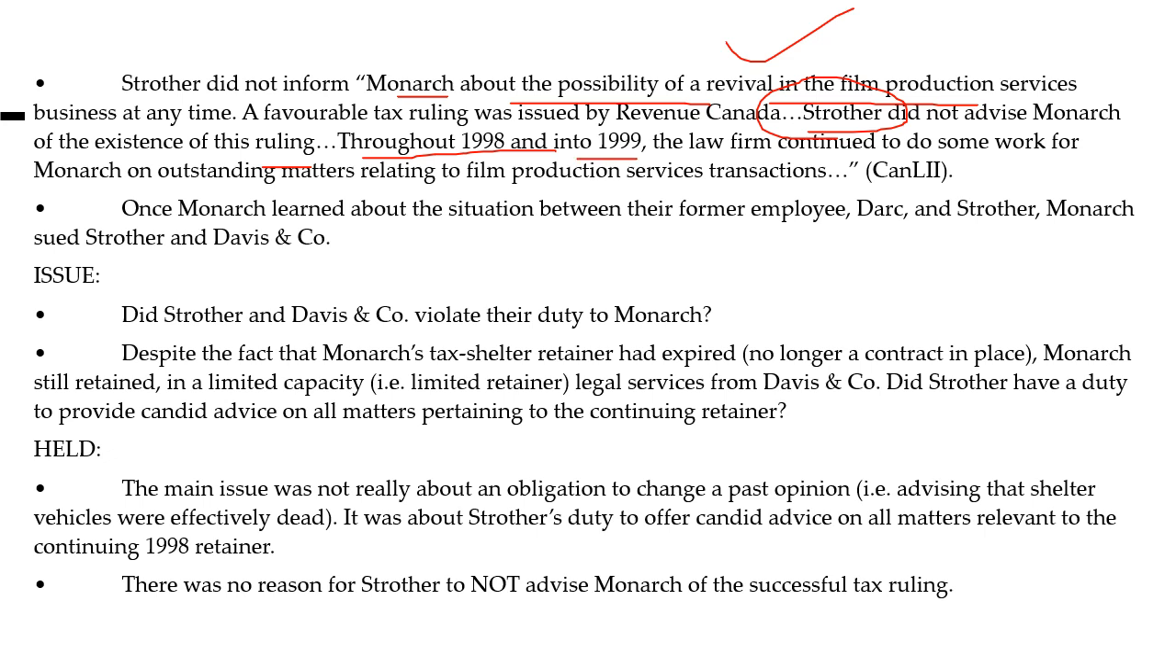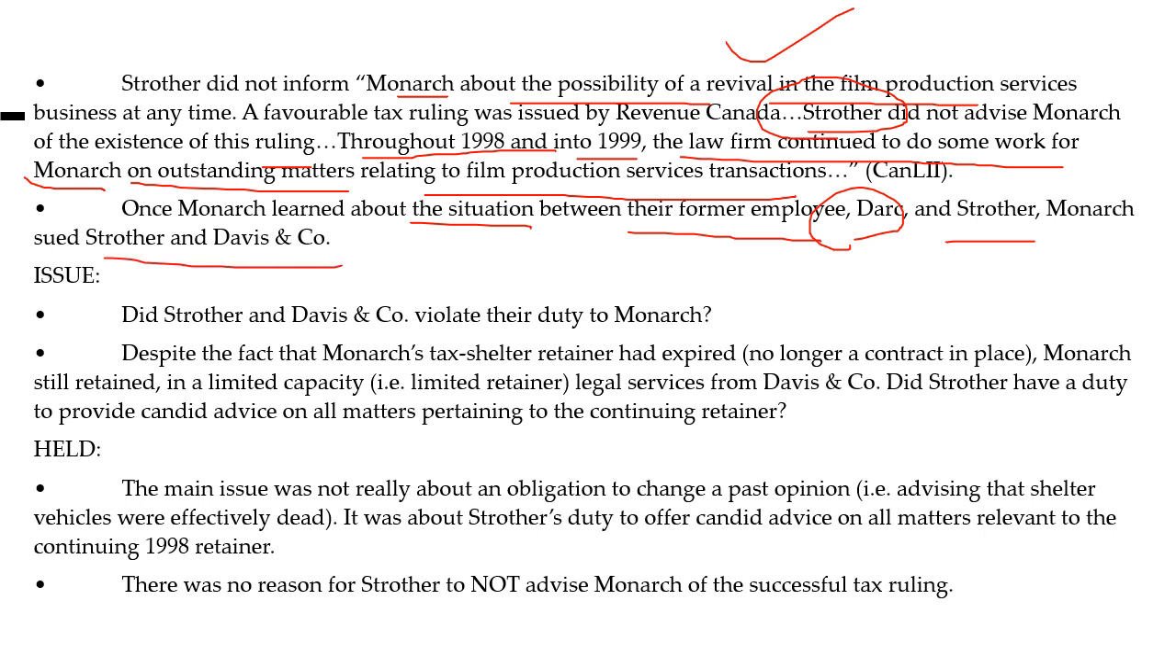Throughout 1998 and into 1999, the law firm continued to do some work, some outstanding matters for Monarch related to film production services transaction. So still Strother's law firm somewhat continued to act as legal representative for Monarch. Once Monarch learned about the situation that their former employee Dark and their lawyer Strother were doing something related to this, Monarch sued Strother and Davis and Company.